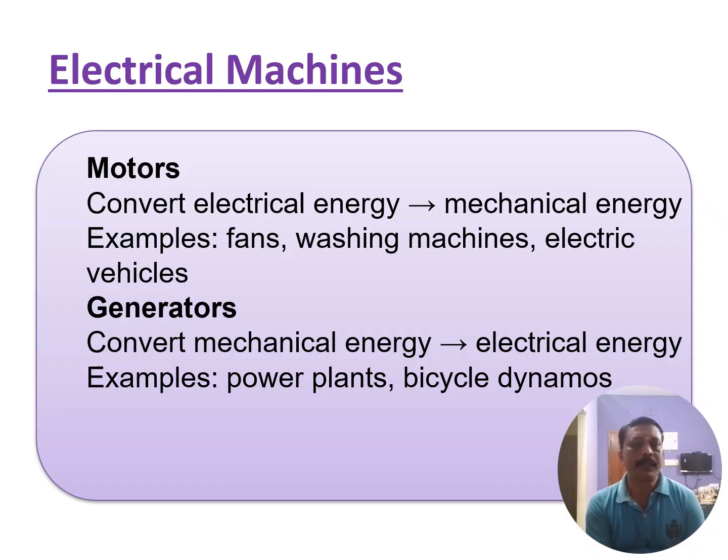First one is electrical machines. What is a generator? A generator converts mechanical energy into electrical energy. An example is a dynamo. What is a motor? Motors convert electrical energy into mechanical energy. Examples are fans, washing machines, and electrical vehicles.